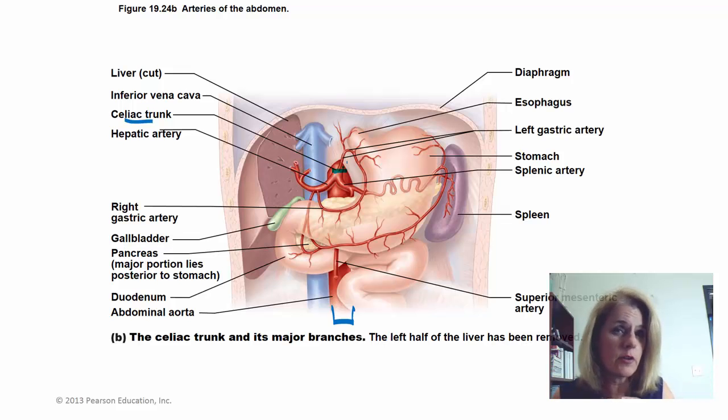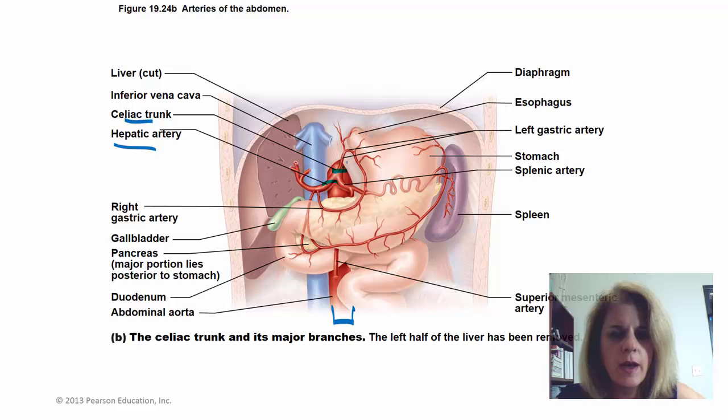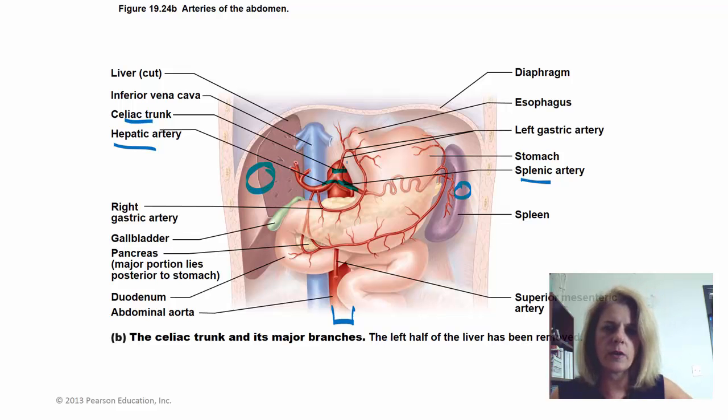Okay, so the first branch off the aorta is called the celiac trunk, and then you have vessels that come off of that. And those 3 vessels are the hepatic artery, and hepatic refers to liver, like hepatitis is inflammation of the liver. Then you have the splenic artery. It goes off to the spleen, so the liver's on this side, the spleen's on this side, so that makes sense. One's going off toward the liver, one's going off toward the spleen.